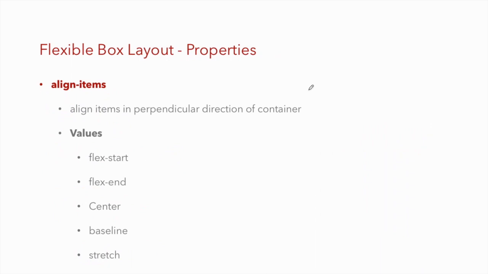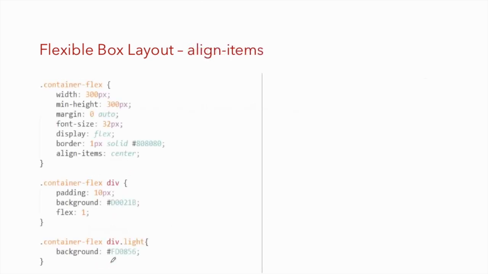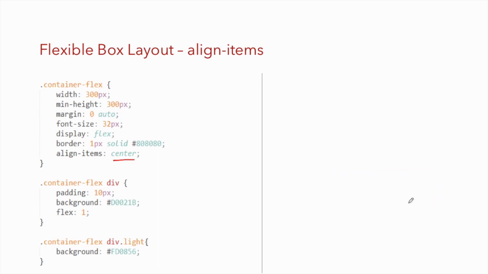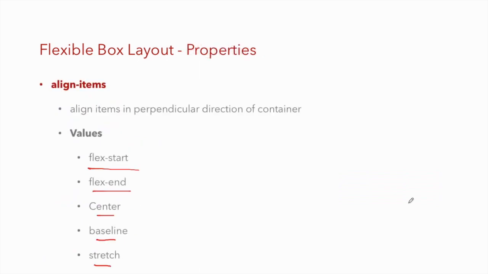In align items, it aligns items in the perpendicular direction of the container. So we can specify these values: flex start, flex end, center, baseline and stretch. So this is one example where we have specified center as the value. You can see that the items have got aligned center in the container box. Similarly, when we write flex start, it will align those items at the start of the container. Flex end will align those items to the end of the container.